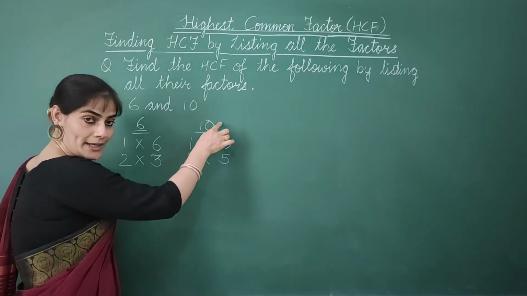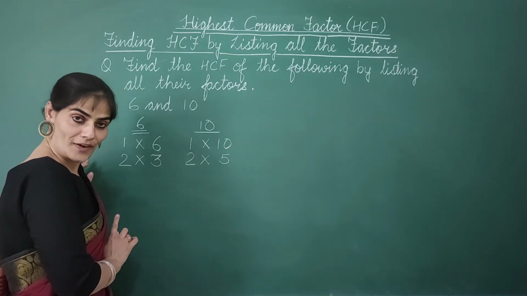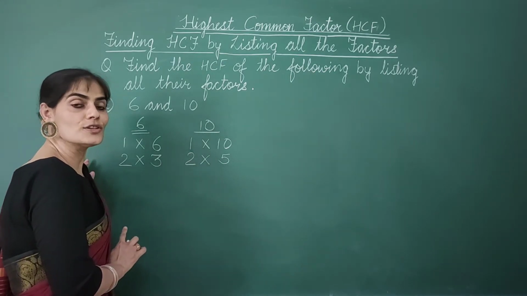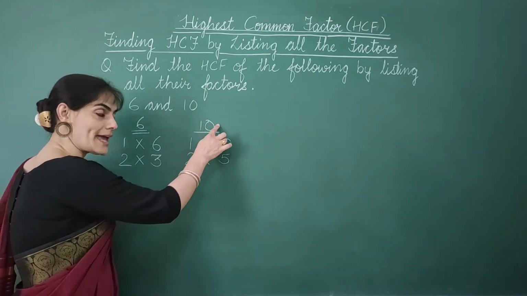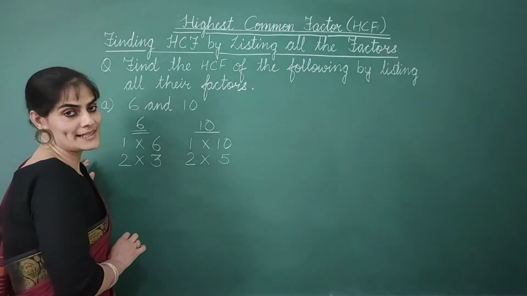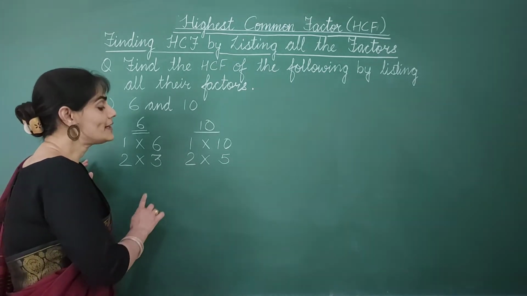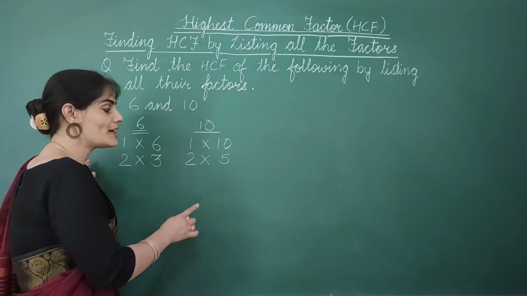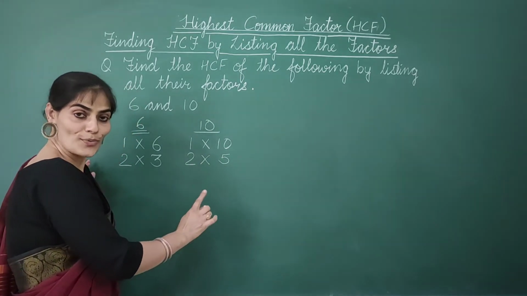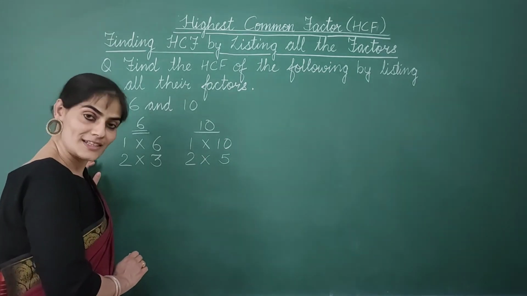The next counting number after 2 is 3. And do we get 10 in the table of 3? No. So that means 3 is not its factor. Now we move to the next counting number after 3, which is 4. Do we get 10 in the table of 4? No. Which shows 10 is not completely divisible by 4. So 4 is not its factor. The next counting number after 4 is 5. And 5 is already there. So we should stop writing the factors now as we have found all the factors of 10 also.